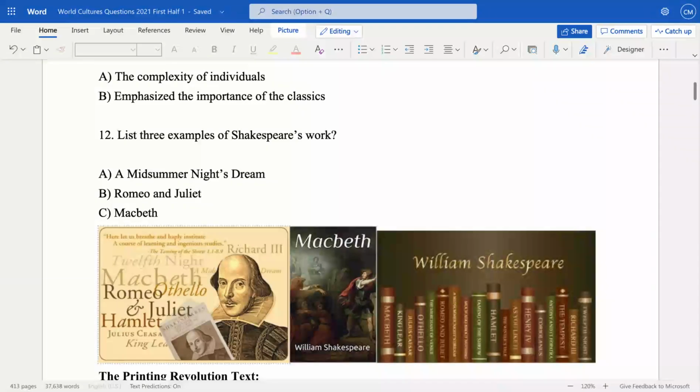You can see there some of the different works in the imagery on the left, as well as a kind of a book shelf of his top works on the right, and then Macbeth in the center.